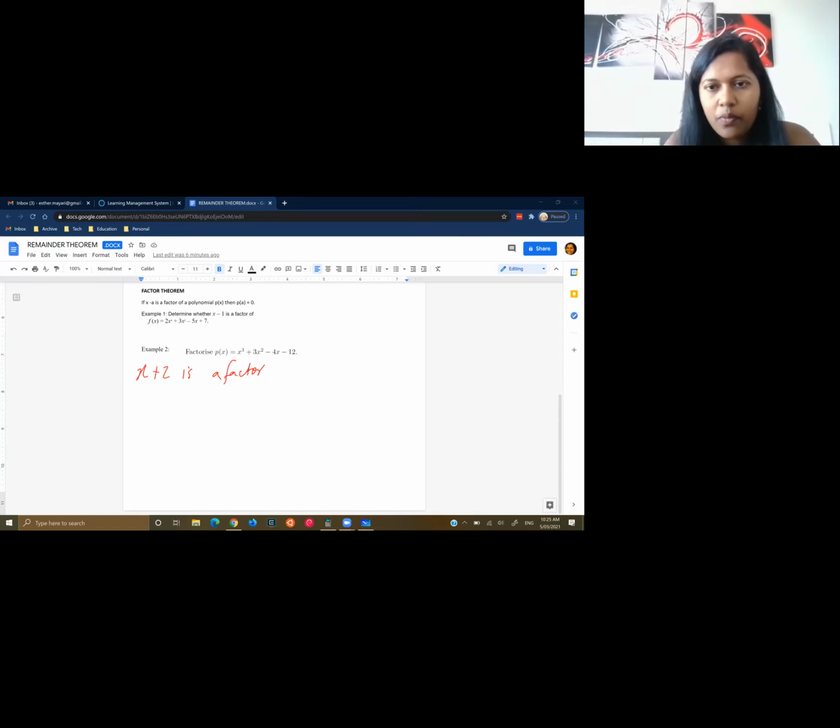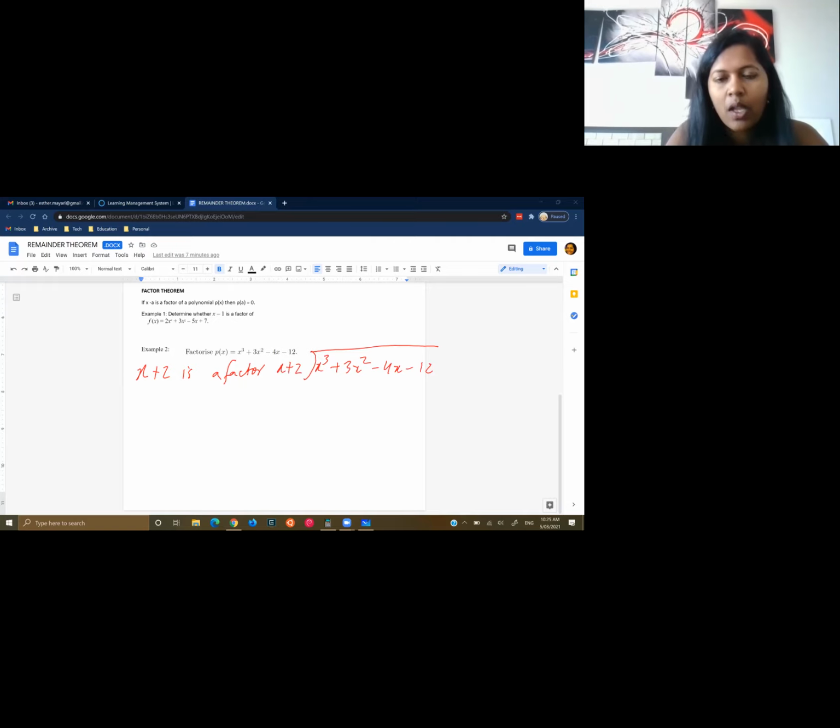So x plus 2. The first thing is x times what is going to give me x cubed. This x came from here, and the x cubed is from there. I know it's x squared, so I'm going to write the x squared there, and I'm multiplying this whole thing by x squared. So x cubed plus 2x squared. Now I'm going to subtract.